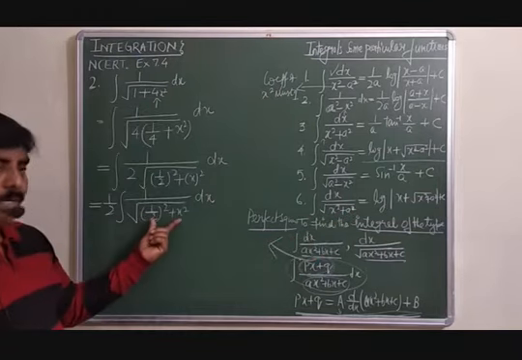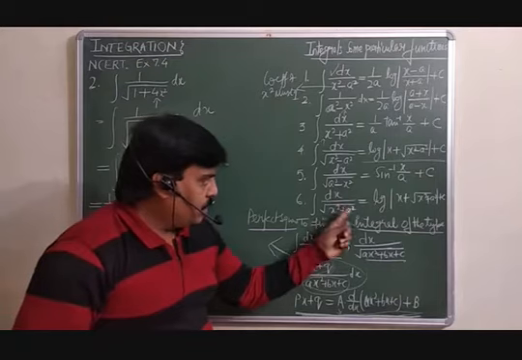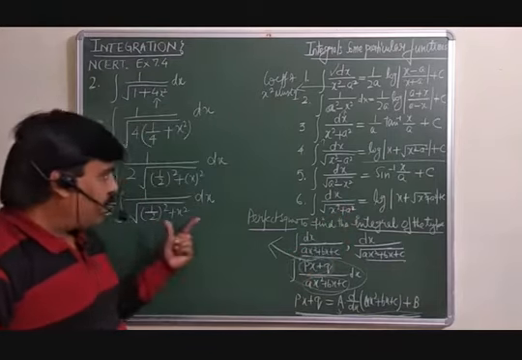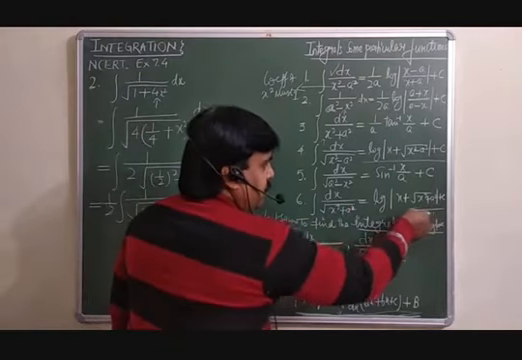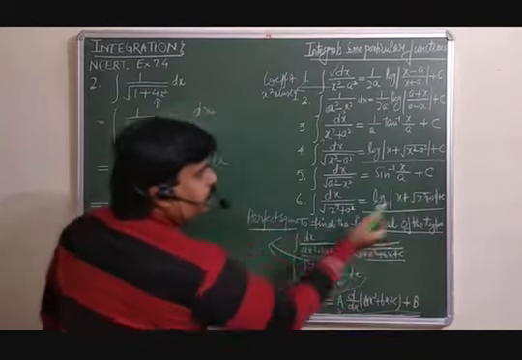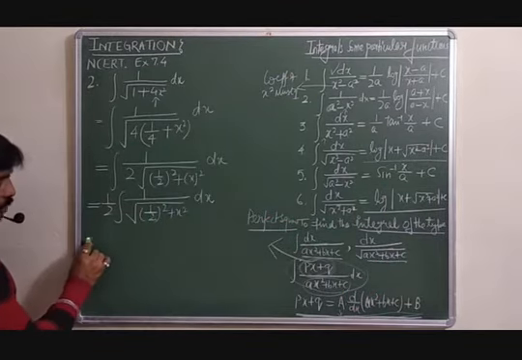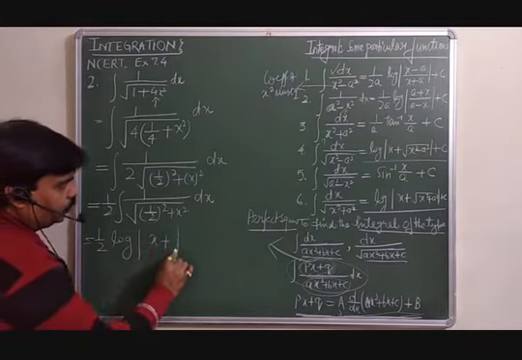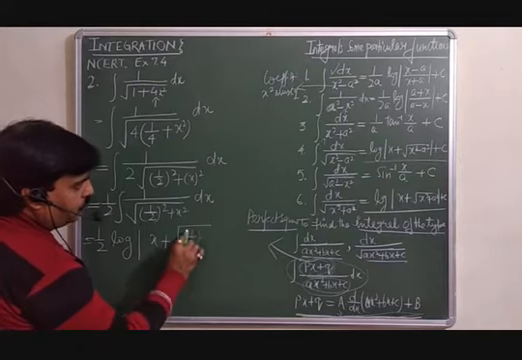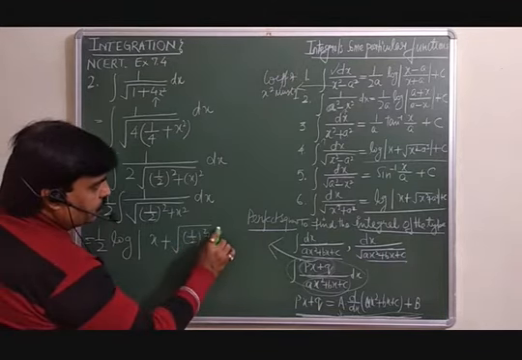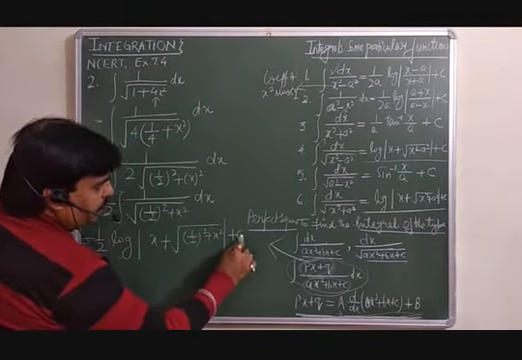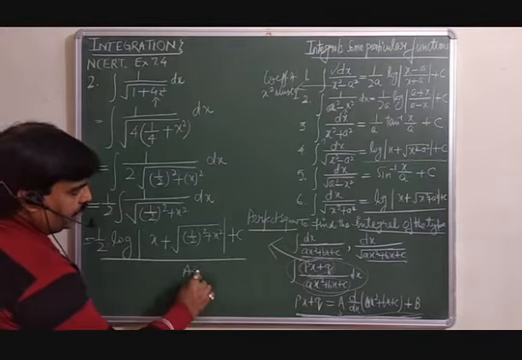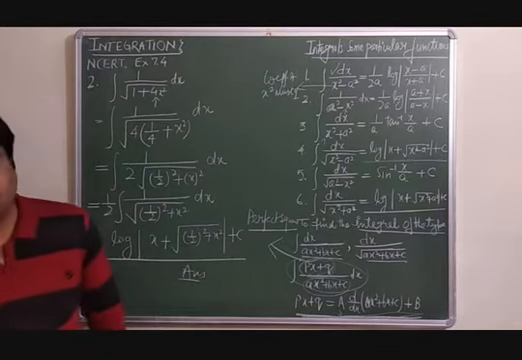Either you can say a square plus x square, it's not a problem. It is coming in the form of x square plus a square, so that is equal to log of x plus under root of x square plus a square. So you can write directly 1 over 2 log of x plus under root of 1 over 2 whole square plus x square, plus c. And this is your answer. You can leave it up to here. Have a look.